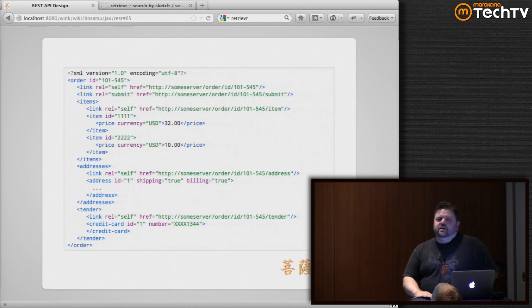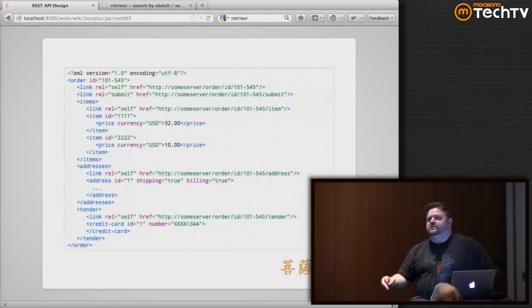If I want to add a new credit card, I can find the tender section, I can find the link to the thing that knows how to accept the tenders, and I can just post a new one to it. I've just added a new credit card. I've added a new item. I've added a new address. This doesn't have to work any differently than any other kind of resource manipulation.